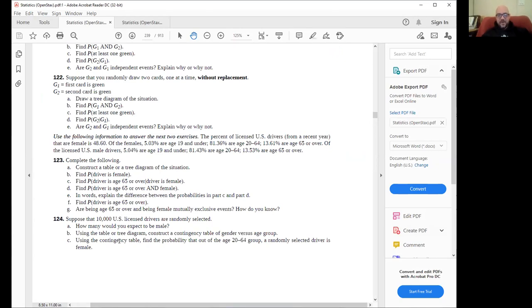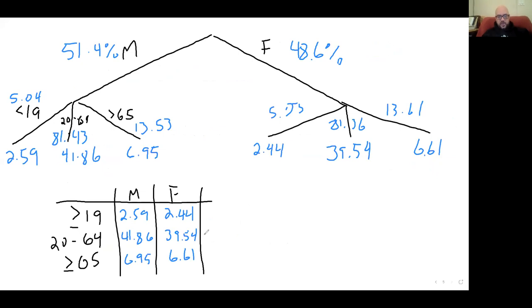Using the table, find the probability that of the age 20 to 64 group, a randomly selected driver is female. We're actually going to have to do a calculation here. In this middle group, the total is 4186 plus 3954. What's the probability that we picked a woman at random? It'll be 3954 out of the total.